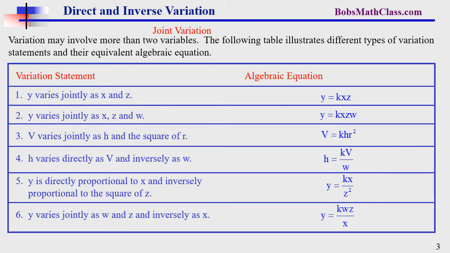Here's number 6, y varies jointly. That means at least two letters, w and z. Don't forget the k. And inversely, that means whatever follows the word inversely is written in the denominator, x.